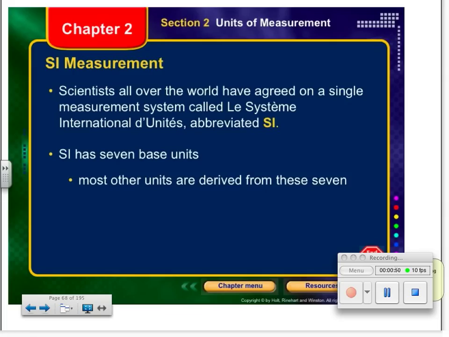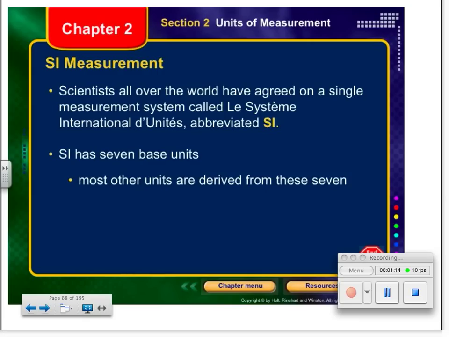Okay, I want to talk about SI. Scientists all over the world have agreed on a single measurement system called the Le Système International des Unités. I don't know how to speak French, I'm messing it up. Anyway, it's called the SI system. It has 7 base units. That means 7 very basic units. And most other units are derived from these 7.